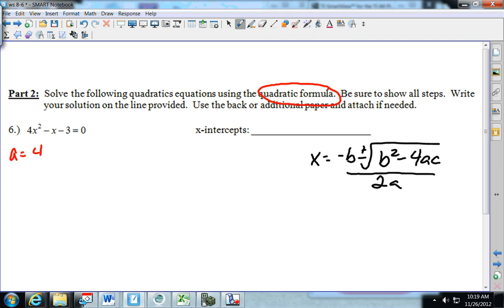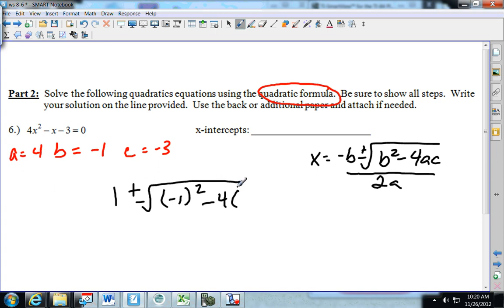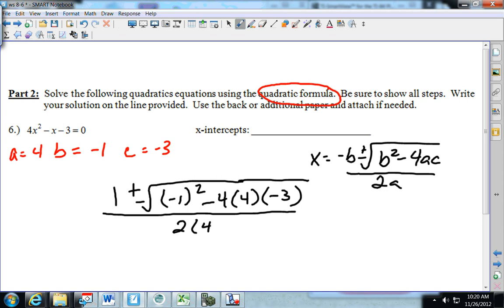So a is 4, b is negative 1, c is negative 3. This says the opposite of b. B is negative 1, so the opposite is positive 1, plus or minus the square root of b squared. Negative 1 squared. Make sure that negative is inside the parentheses. Minus 4 times a, which is 4, times c, which is negative 3. All over 2 times a, which is 4.